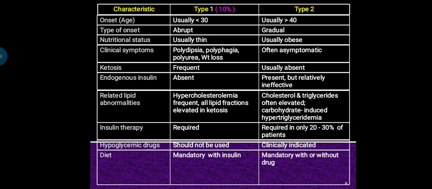Hypoglycemic drugs should not be used in type 1 because they will not have any effect. You have to give insulin. In type 2, oral drugs are the mainstay of therapy. Now let's discuss some physiology of glucose homeostasis.